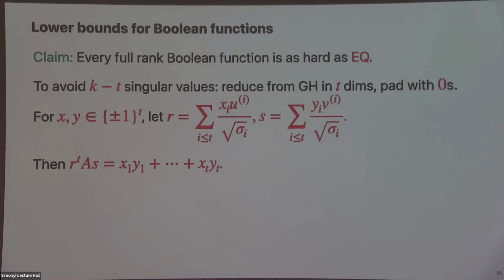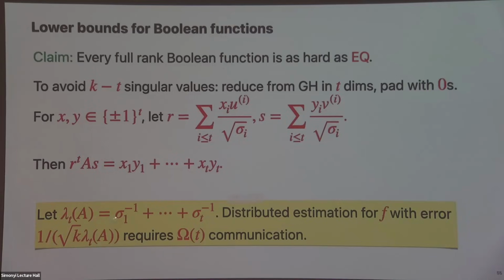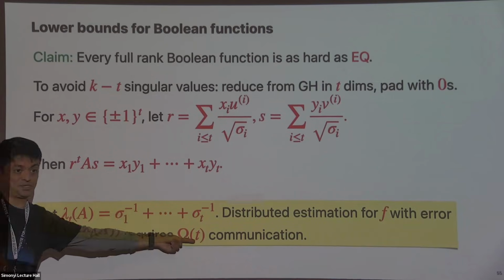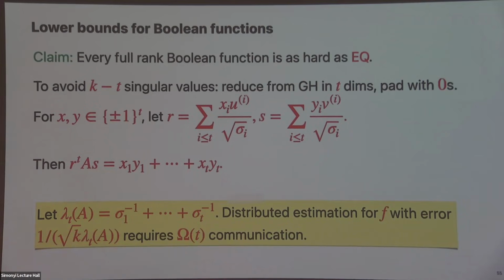But you can chug through the reduction, and here is the statement. Let lambda_t be the sum restricted to just the first t singular values. Distributed estimation with error 1 over square root k times lambda_t(A) requires omega t communication. So, it's kind of hairy. The point is the square root k is still there because that came from Cauchy-Schwarz, and we're still dealing with k-dimensional vectors. That did not change. This was lambda_t(A), that was the whole point of ignoring the small vectors. If you're starting from gap Hamming in t dimensions and you get a lower bound which is k, then you've done something wrong. The lower bound had better be omega t.